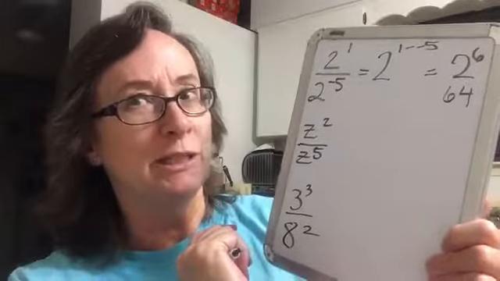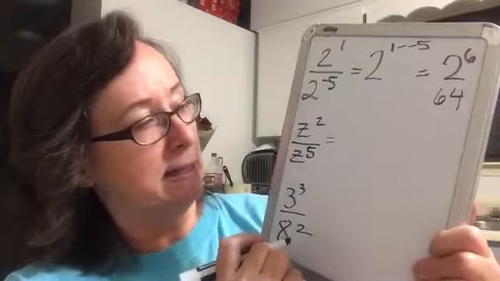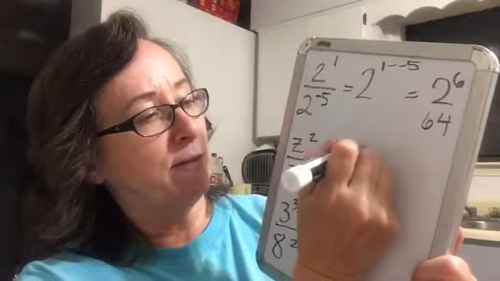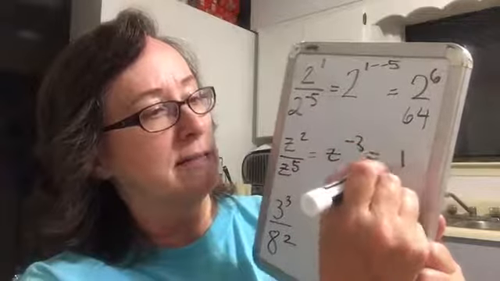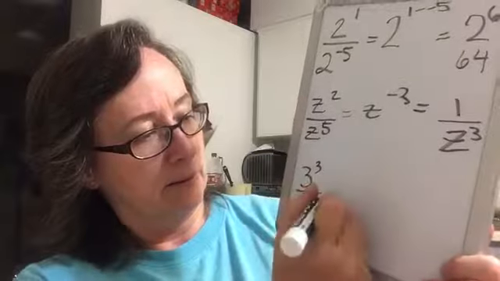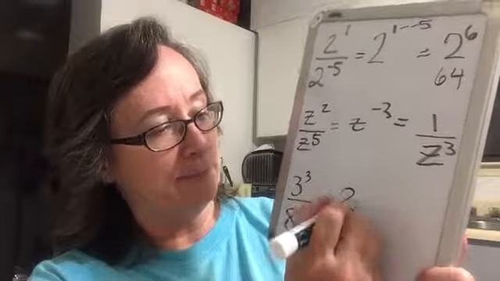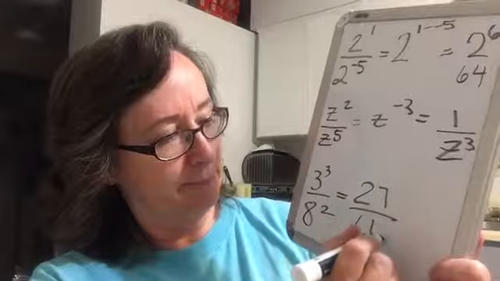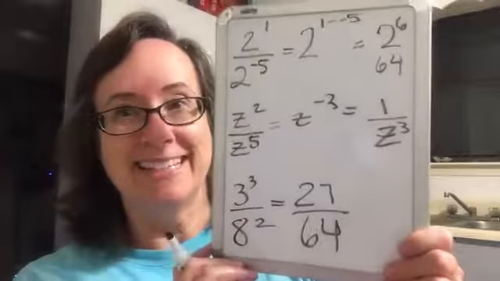So I can usually do these more than one way. All right, so here I have a z base and a z base. I'm going to subtract the exponents and get z to the 2 minus 5, which is negative 3. But we know that z to the negative 3 should go downstairs and become 1 over z cubed. And z cubed is 27. And 8 squared is 64. And 27 over 64 is the answer.